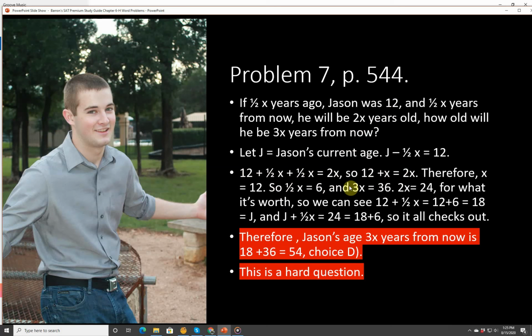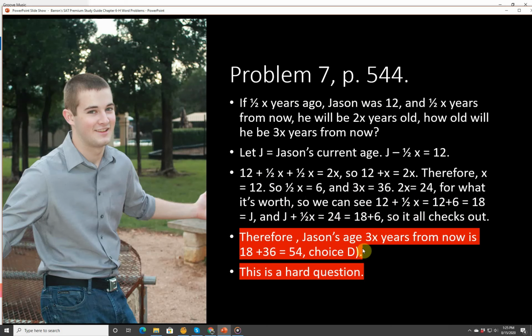So 2X has to be equal to 24 for what it's worth. Okay, so we can see that 12 plus 1/2 X equals 12 plus 6 equals 18, so Jason is 18. And J plus 1/2 X is going to be 18 plus 6 is 24, so it all checks out. So therefore, Jason's age 3X years from now, remember 3X is 36, is 18 plus 36, which is 54, choice D.